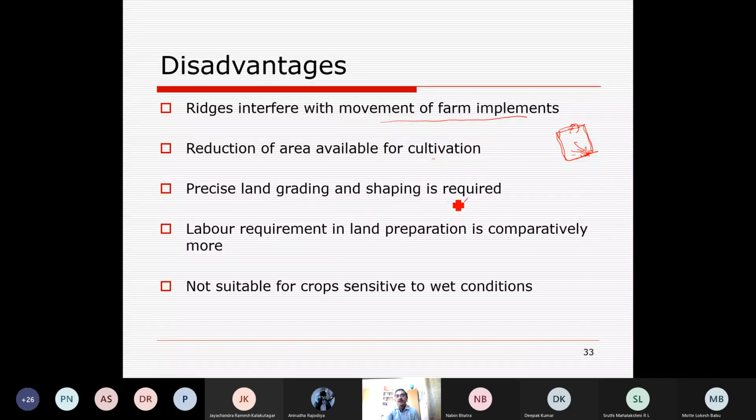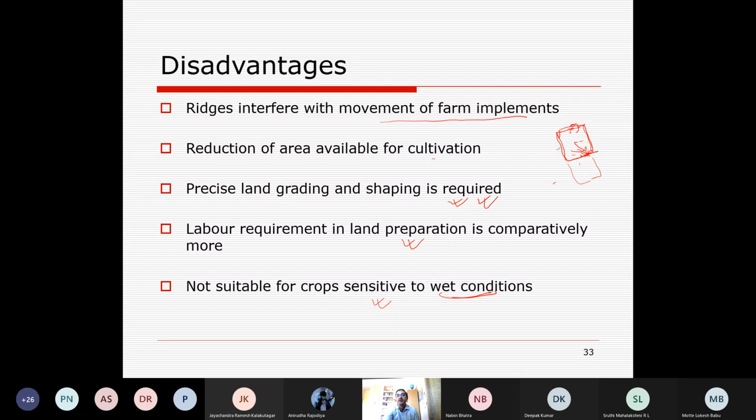Precise land grading and shaping is required because we are developing a small piece of land which has the same level. So it means money is involved, labor is involved. So precise land grading and shaping is required there. Labor requirement in land preparation is comparatively more, and it suits crops sensitive to the wet condition. Any crop requiring water or wet condition for not more than 1 day, it is not a suitable method for irrigating those crops.